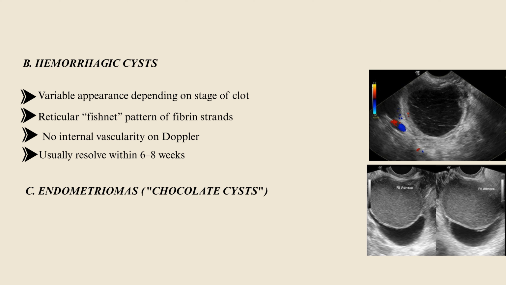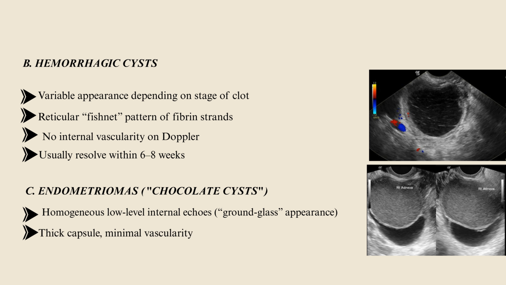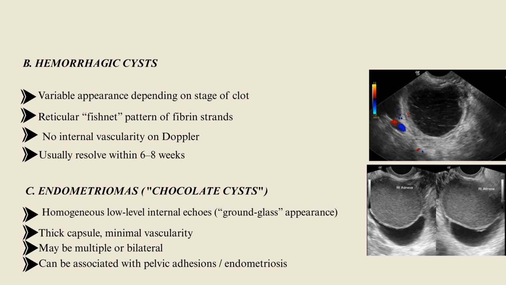Endometriomas or chocolate cyst. Homogeneous low-level internal echoes which give a ground glass appearance. It has a thick capsule with minimal vascularity. It may be multiple or bilateral. It can be associated with pelvic adhesions or endometriosis.